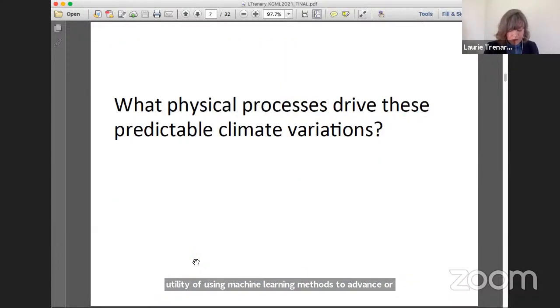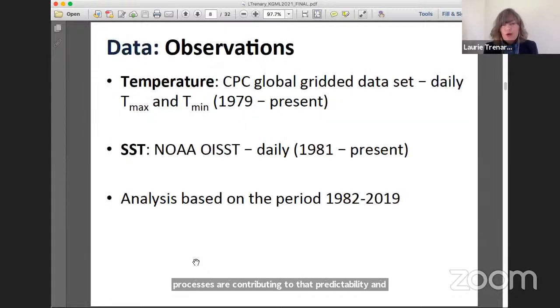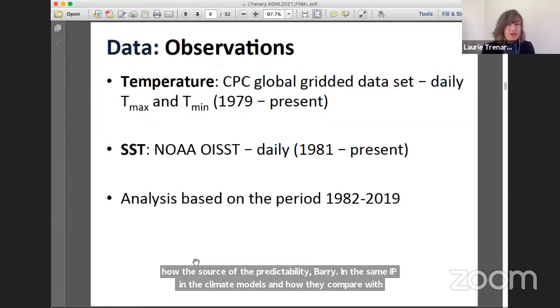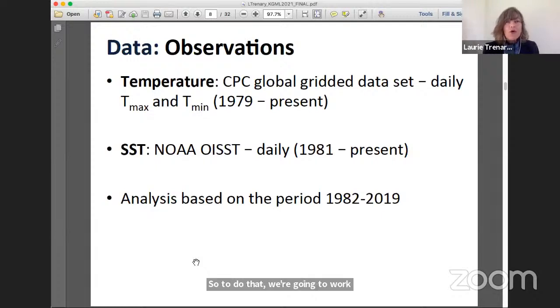We're also interested in utilizing some of the same tools that Hwang et al. used, but we're going to take a step back, and we're interested in understanding what processes are contributing to that predictability and how the sources of predictability vary in the CMIP climate models, and how they compare with observations. To do that, we're going to develop some empirical forecasting models, and we're going to train on and predict observed temperature using the CPC data. And our predictors are only going to be SST.